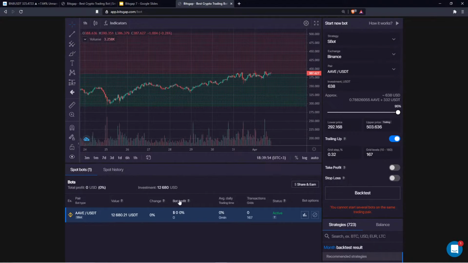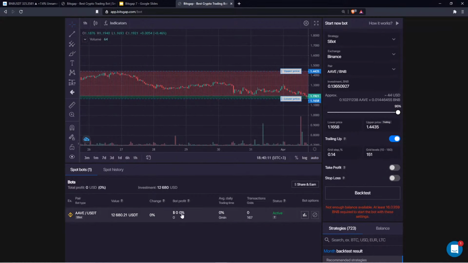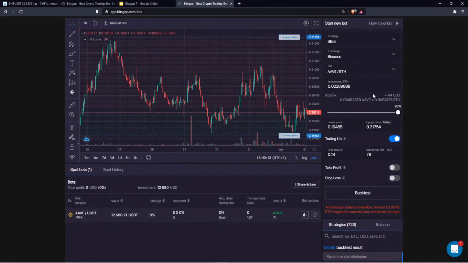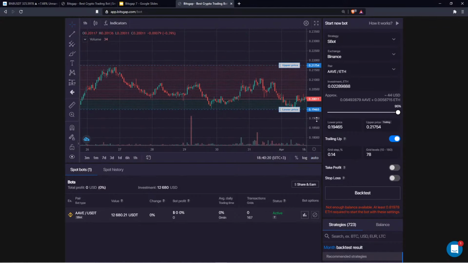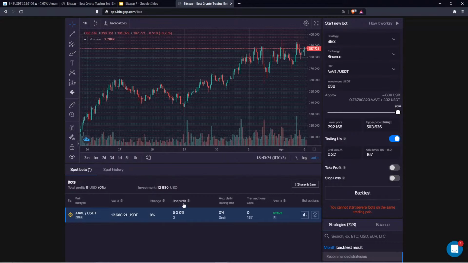Okay. And you have this column known as the bot profit. So that's the profit generated in the quote currency, which is the second coin in the pair. That's USDT here. So if you trade AVA to BNB, then the bot will generate returns in BNB in this case. If that's Ethereum, then of course it will generate returns in Ethereum. Okay, that's the thing about the bot profit.